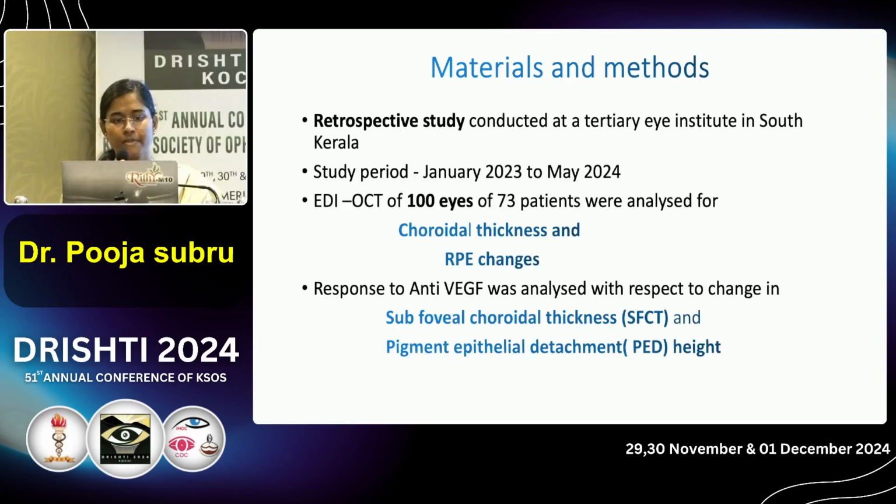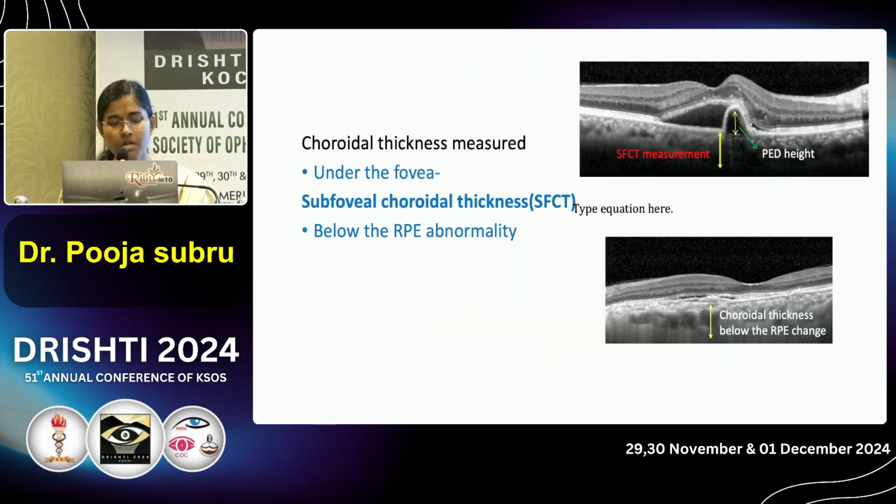It is a retrospective study conducted over a period of 1 year. EDI OCT of 100 eyes of 73 patients were analyzed for choroidal thickness and RPE changes. Response to anti-VEGF was analyzed with respect to change in subfoveal choroidal thickness and pigment epithelial detachment height. The choroidal thickness is measured under the fovea, subfoveal choroidal thickness, and below the RPE abnormality.